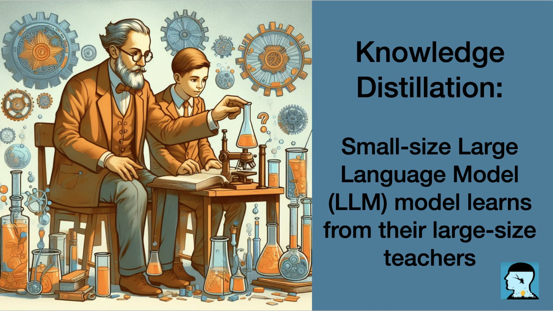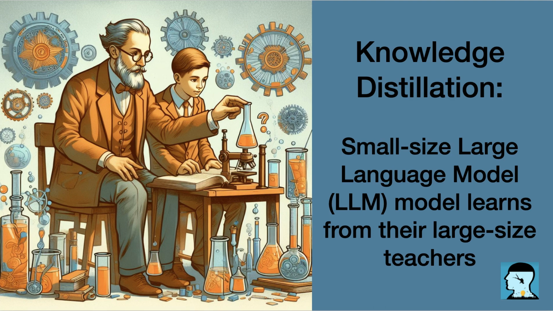Of course. Knowledge distillation is a technique used to train smaller language models by leveraging the knowledge of larger models. In the case of Hugging Face's Zephyr 7B beta, knowledge distillation was used to train the model using a larger model called Mistral 7B. Now, let me explain how knowledge distillation works using a simple metaphor.